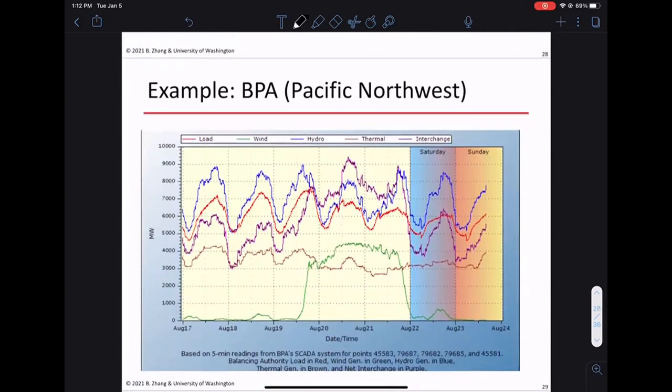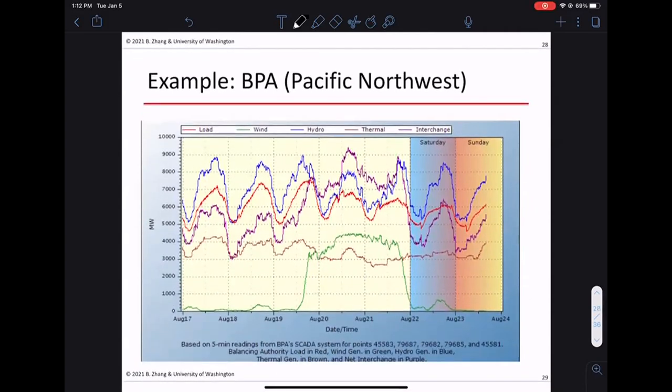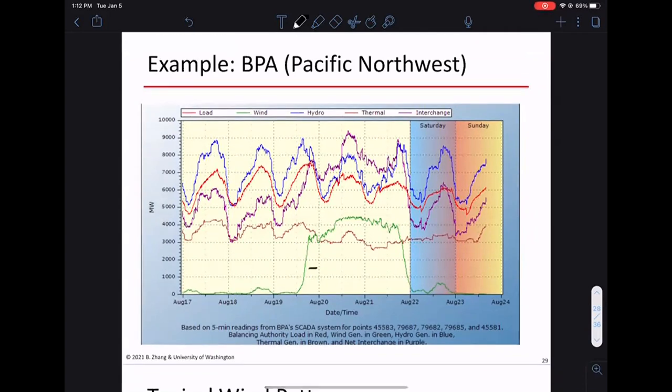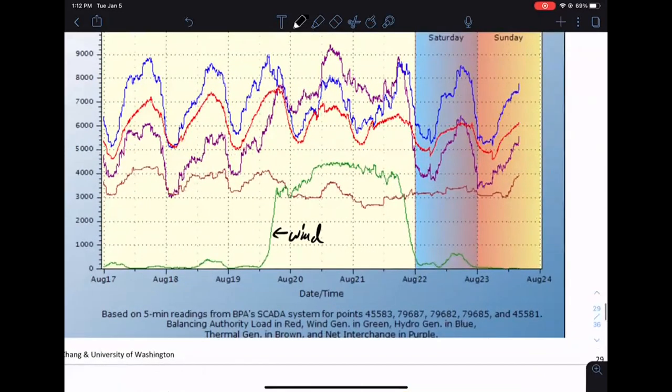And one good example is if you look at the BPA system. So BPA means Bonneville Power Authority, essentially means Oregon and Washington. The things to note are this green line. So this is wind. This is not a very good power trace for wind.